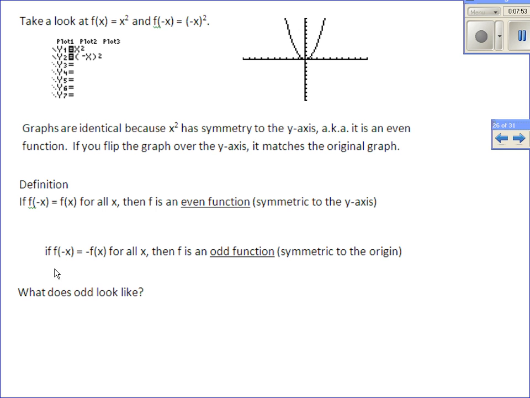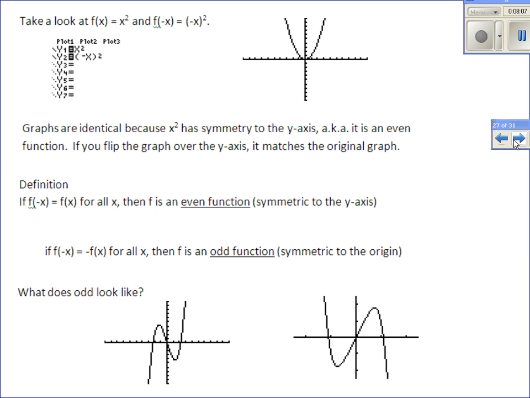Also, if we took the f of negative x and we got the exact opposite, then f is what we call an odd function. We call that being symmetric to the origin. So what does odd look like? Here are a couple odd functions. I think it's easiest to think of it as: take the function, flip it over the x-axis, flip it over the y-axis, and then it matches exactly the original piece. So take one piece, flip it over this way, flip it over this way, and we get that mirror image.